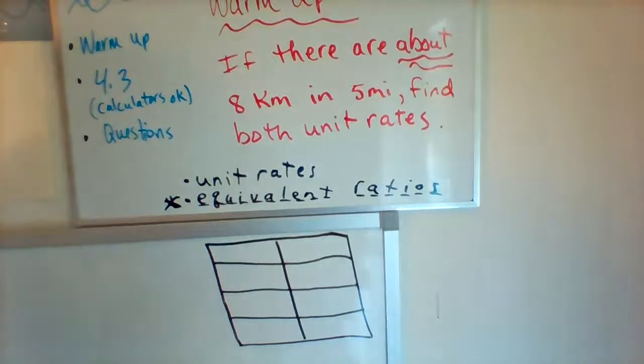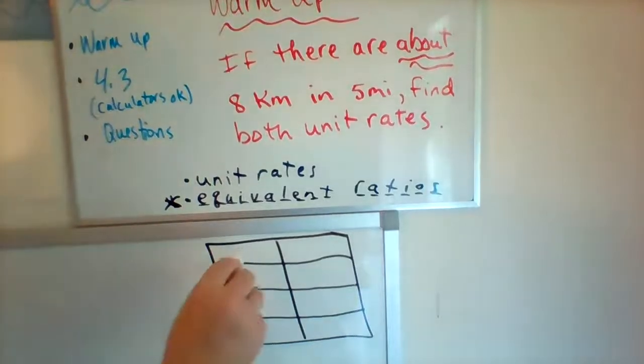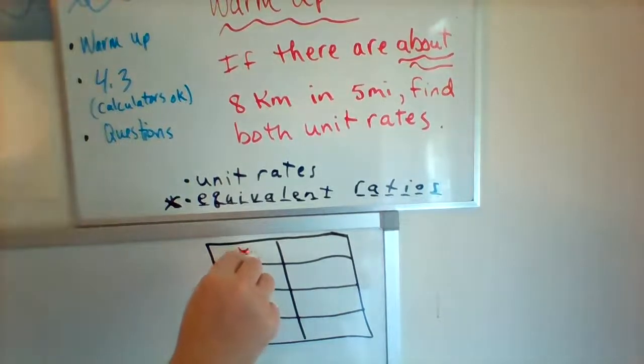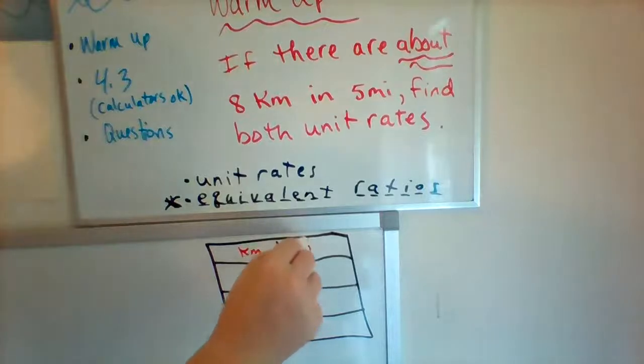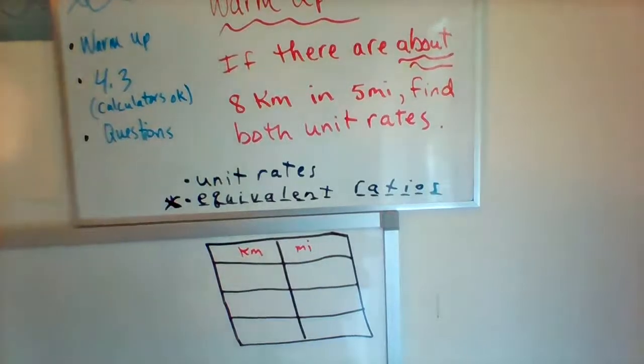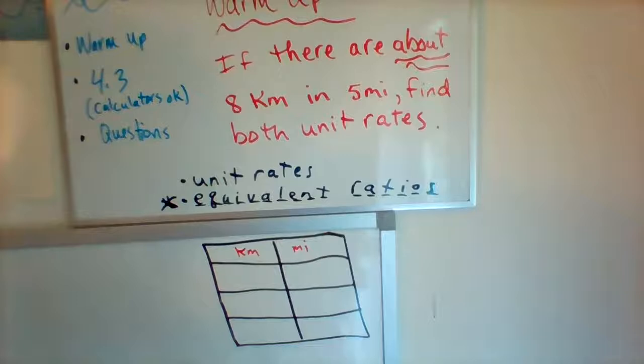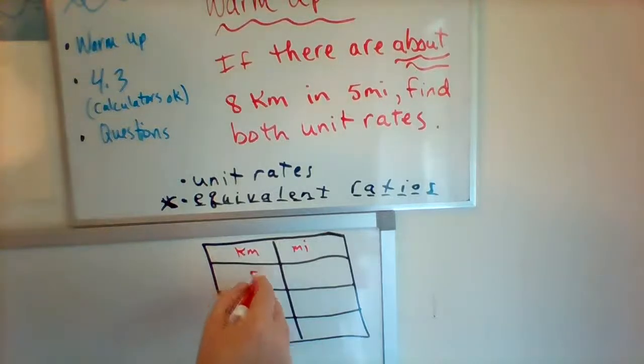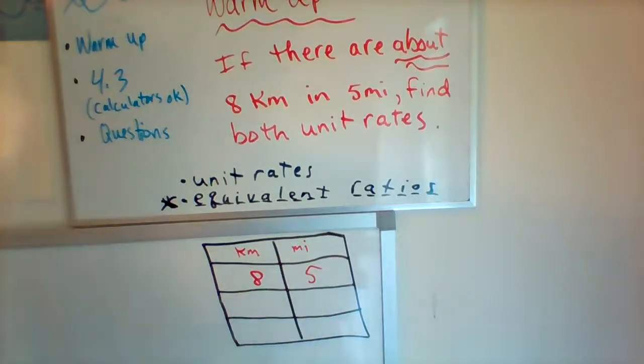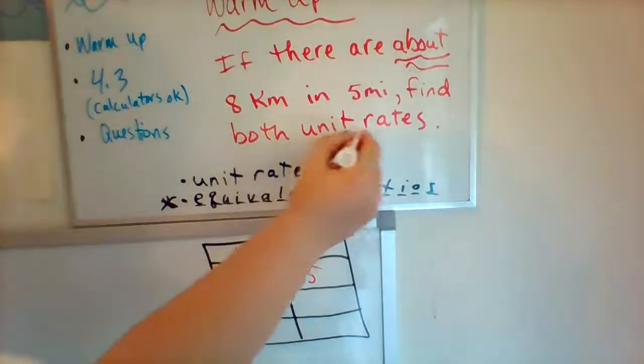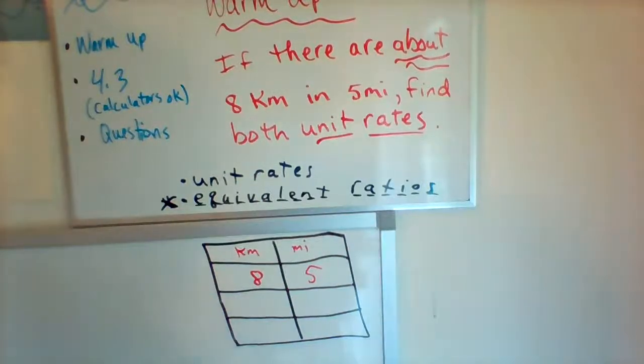Okay, we'll leave the number part out of it. We are only comparing kilometers and miles. Kilometers and miles. But they did give us 8 and 5, right? So we do put that in the table, 8 and 5. Now, they are looking for unit rates. What are unit rates?